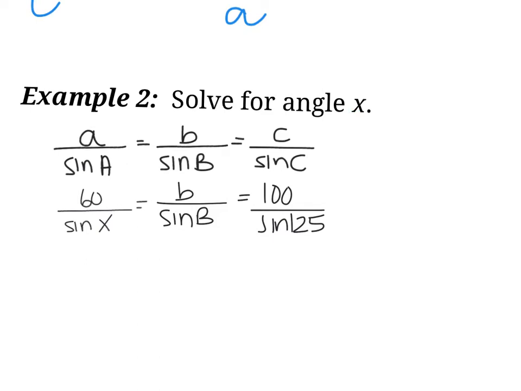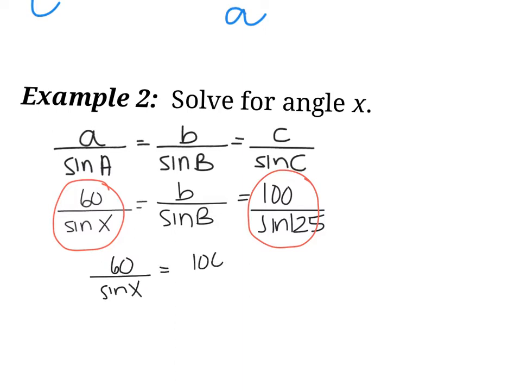One of them has to have the thing that we're looking for. In this case, we're looking for angle X, which happens to be what we called angle A. So this is one of the ratios we have to use. And the other ratio has to be complete. And in this case, this guy's the one that's complete. This one is incomplete. We don't have either of those. Next step is to rewrite them as one equation. So we have 60 over sine x is equal to 100 over sine of 125.